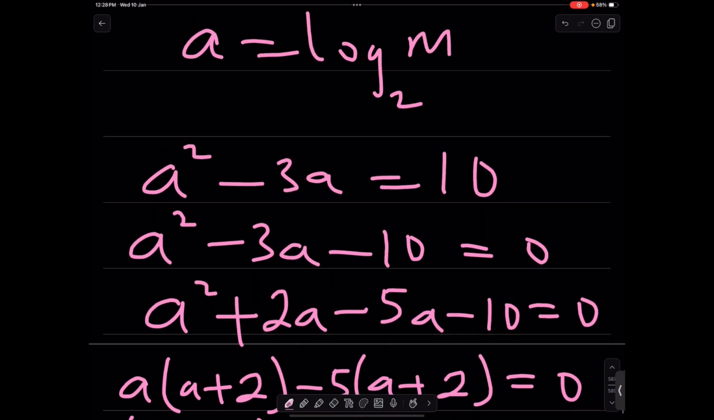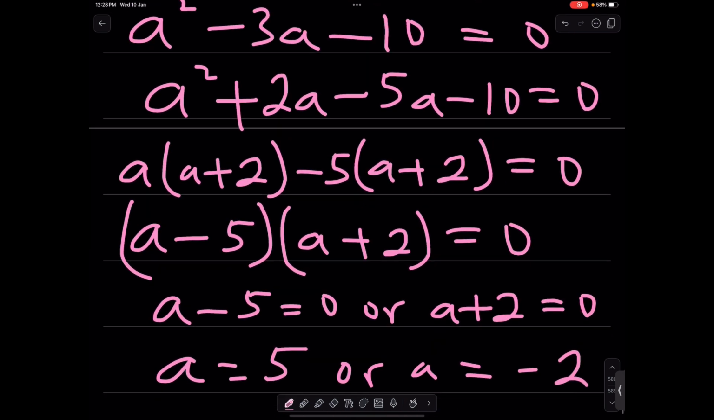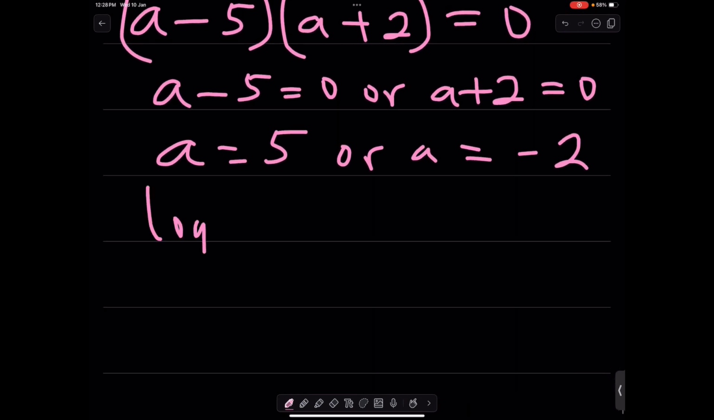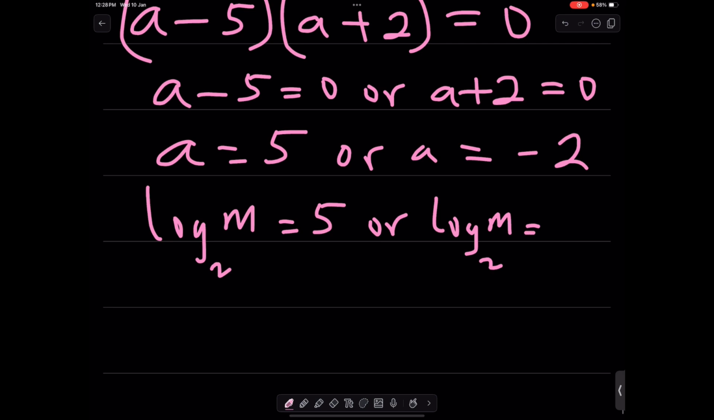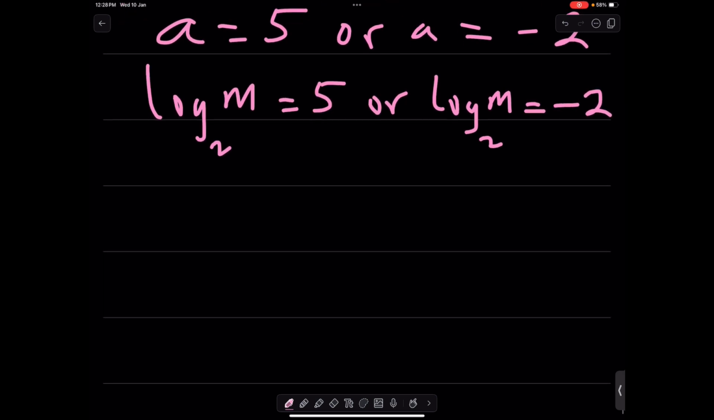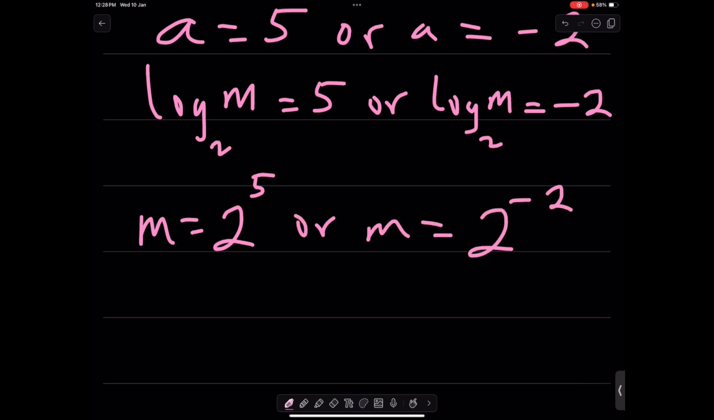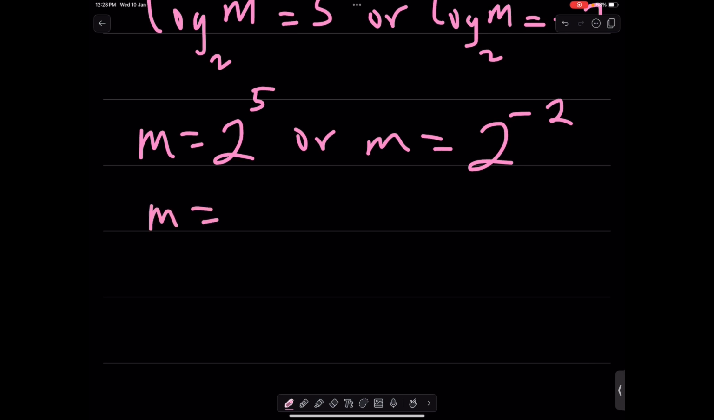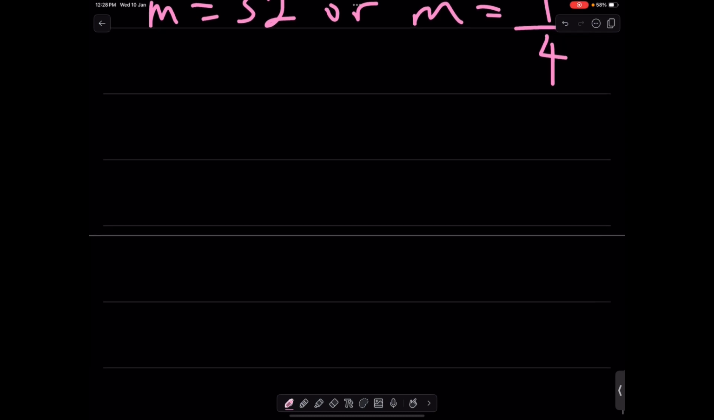But we know that a is equal to log m base 2. That simply means log m base 2 equals 5 or log m base 2 equals minus 2, which simply means m equals 2 raised to power 5 or m equals 2 raised to power minus 2, which simply means m equals 32 or m equals 1 over 2 squared, which is 1 over 4. And that's it, very, very simply.